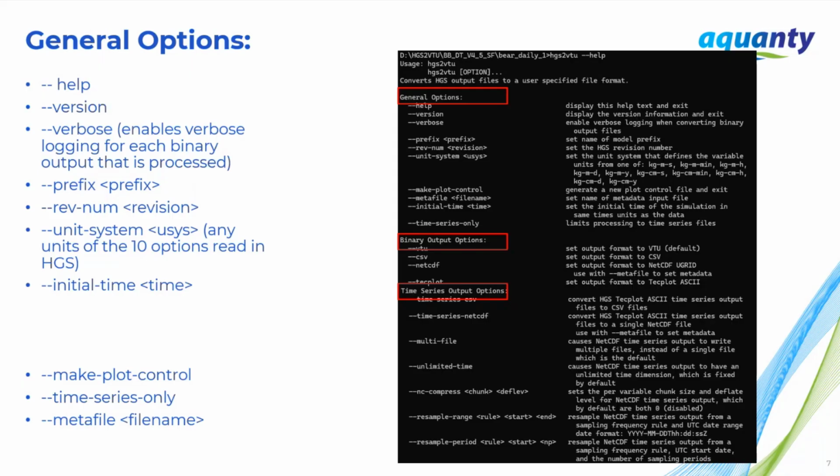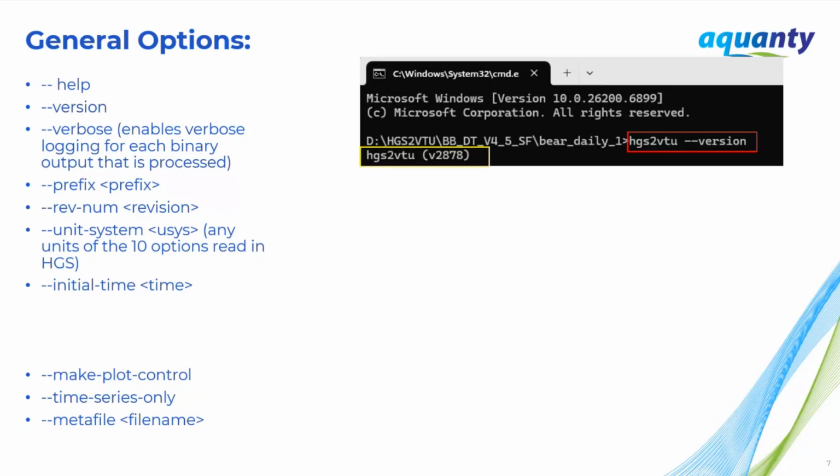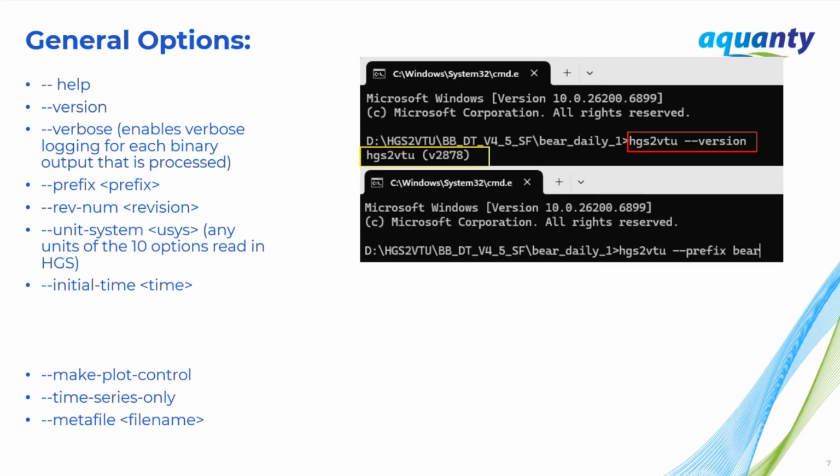And we also have the verbose output, which explains the type of outputs in a detailed manner, but it's an optional command. And we have a lot of other helpful minimal general options, like HGS2VTU dash version, which shows you what version of HGS2VTU you currently use.